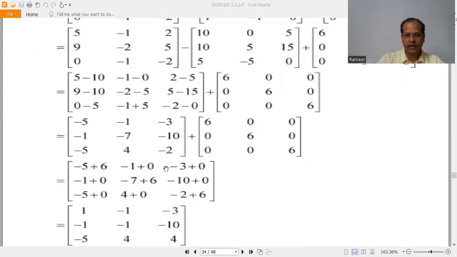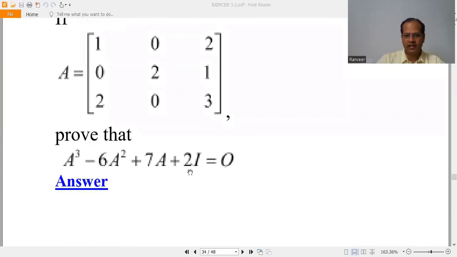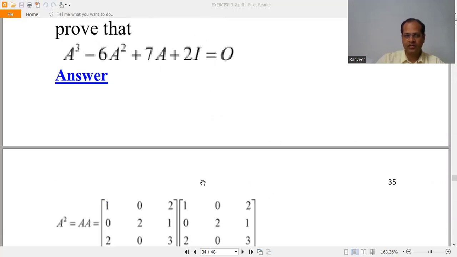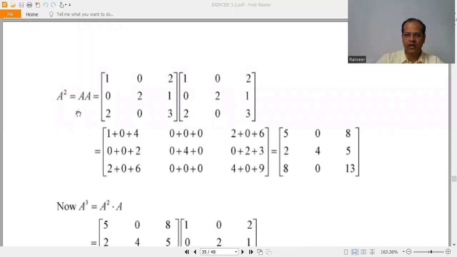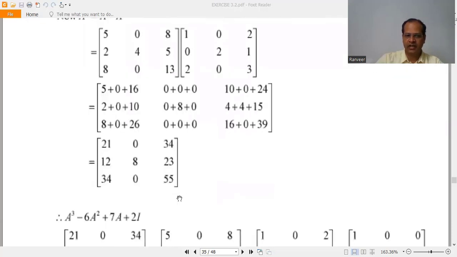In this way you can find out this is the answer. 102, prove that. Same way, this is the same question, this is equal to 0. So A cubed, A squared, 7A plus 2I. So first of all, find out the A cubed. For that you have to, first step is A squared, after that A squared into A. This is the steps for the A cubed.